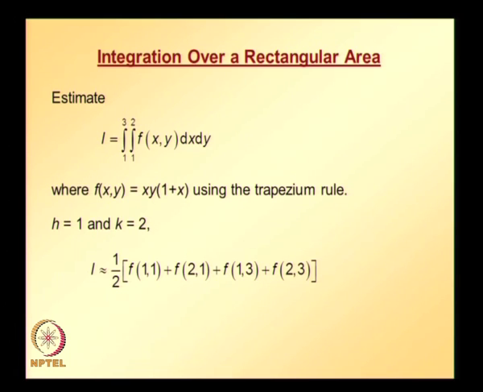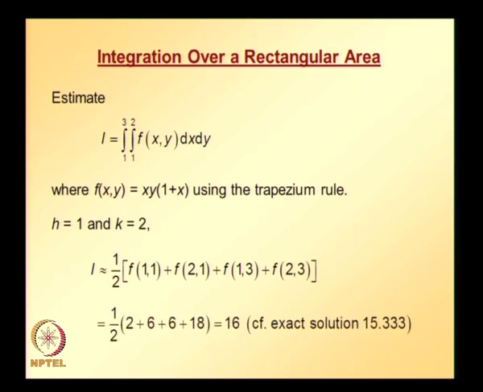this equation. So, we need to substitute the function value evaluated at each of these points, f11, f21, f13, f23. So, doing all that substitution, we get this estimate 16, and the exact solution turns out to be 15.333, and since we used trapezium rule, the accuracy is a little bit less, but if we adopt a higher order rule like Simpson's rule, maybe we can reach the exact solution with more accuracy.